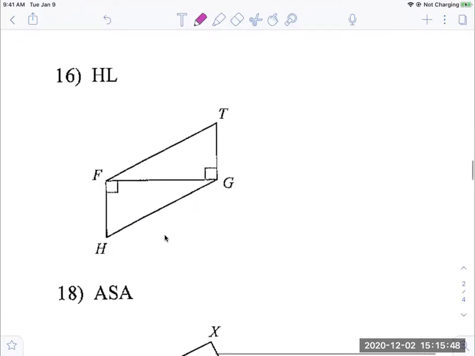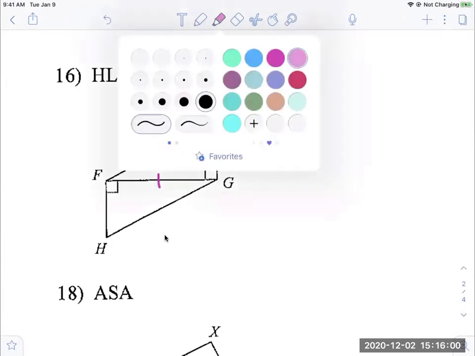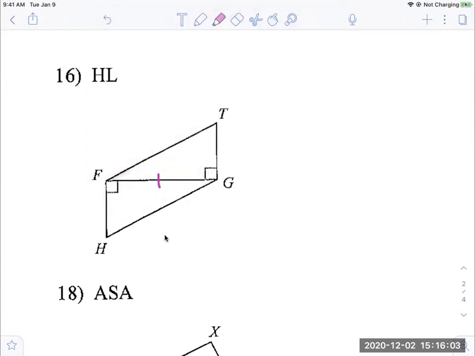Okay, number 16. So for hypotenuse leg, we know that that segment right there needs to be marked congruent. And then in order to be hypotenuse leg, we would want to know that these other segments here, the hypotenuses, are congruent. So we would need to know segment FT is congruent to segment GH.